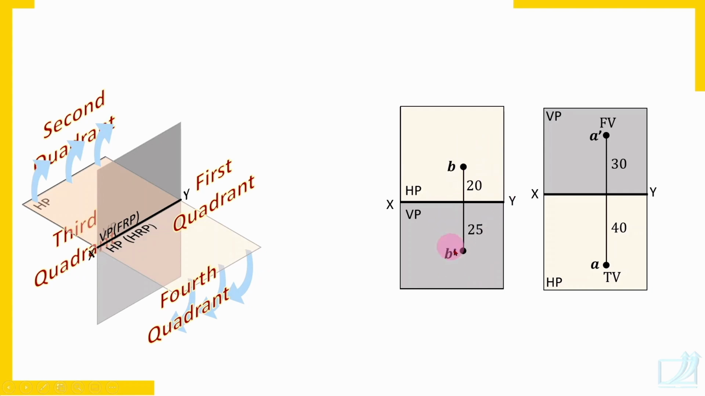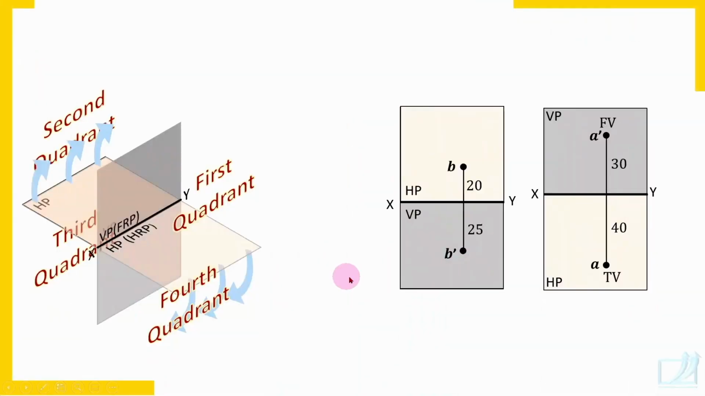Still, from this diagram you know that point B is 25 millimeters below HP. Do you remember what I told you? That front view gives distance from HP and top view gives distance from VP. So watch here. Here it is a front view. So this is distance from HP, 25 millimeters. So point B is 25 millimeters below HP and 20 millimeters behind VP.